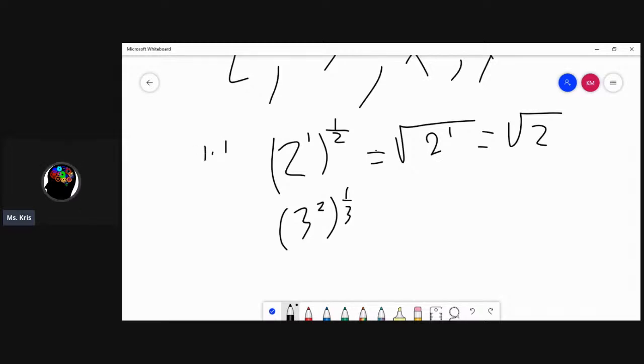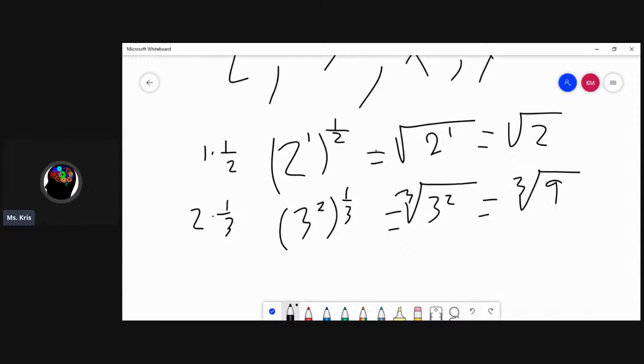So 2/3, that is 2 times 1/3. So now the third exponent becomes the cube or third root of 3 raised to the second power. And of course, 3 raised to the second power under the cube root is the cube root of 9. Now, this will remain the cube root of 9 because 9 is not a perfect cube.